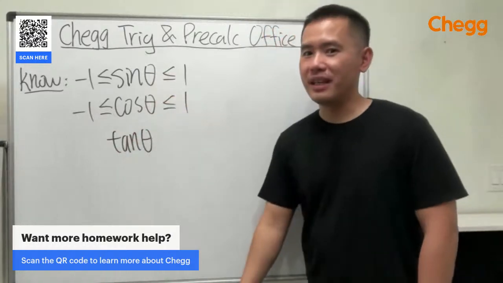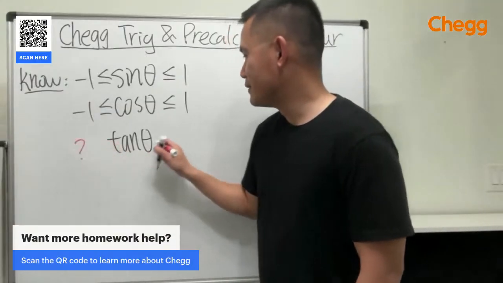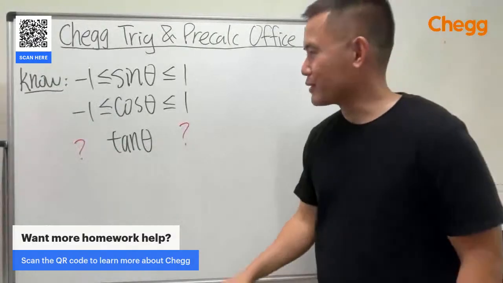Sine over cosine, you get tangent. Here's a tricky question for you guys. What's the value here though? Anybody want to give a try for this?